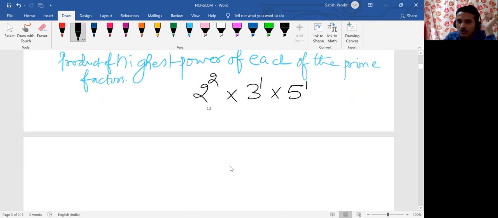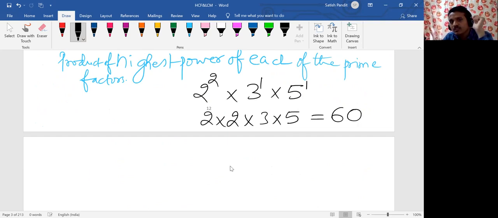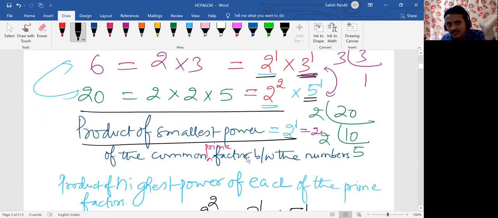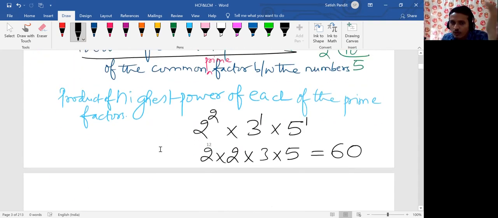Yes, understood? Now 2 to the power 2 is nothing but 2 into 2. 3 to the power 1 is nothing but 3, and 5 to the power 1 is 5. So 5 3s are 15, 15 into 4 is 60. So the LCM is 60. You understand? So I hope it is clear.